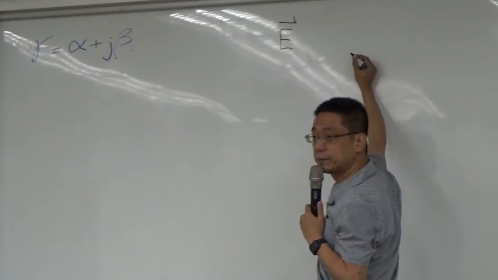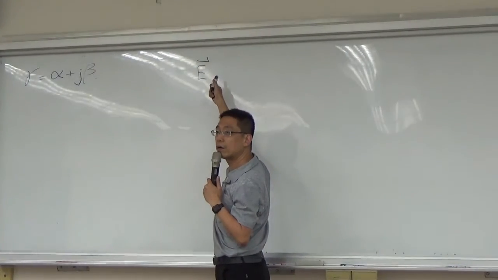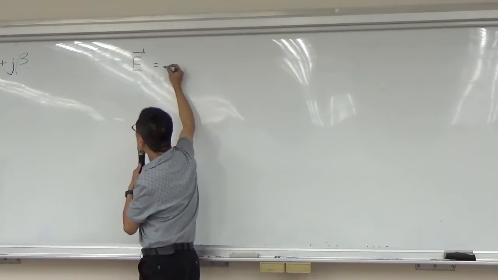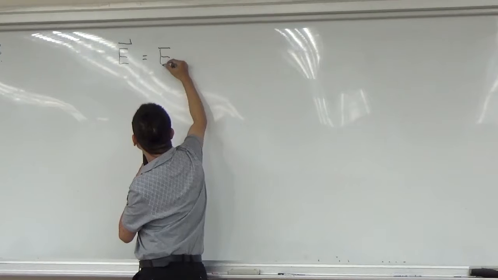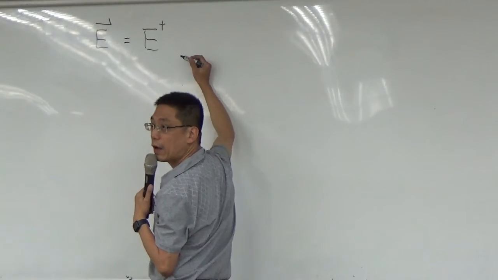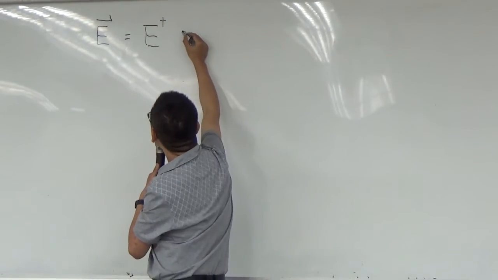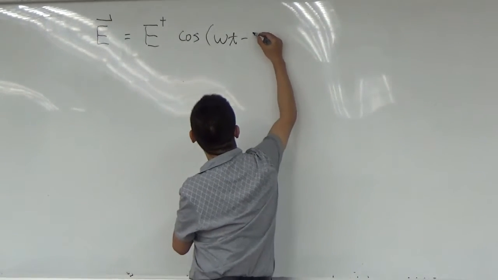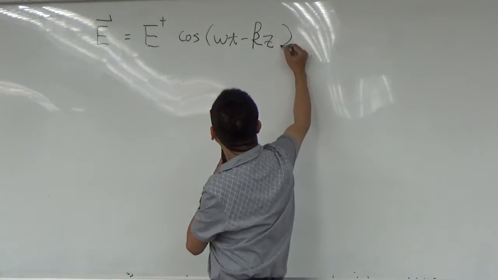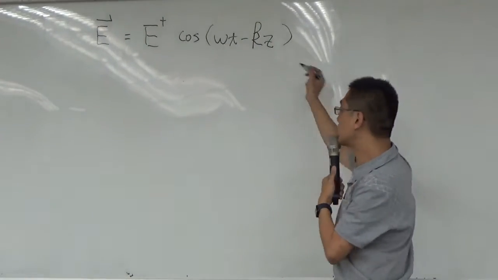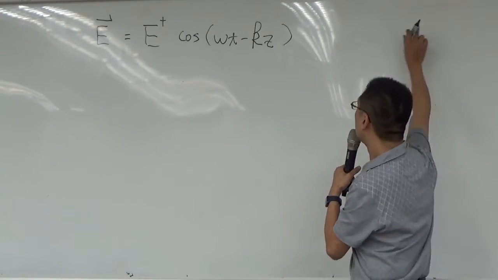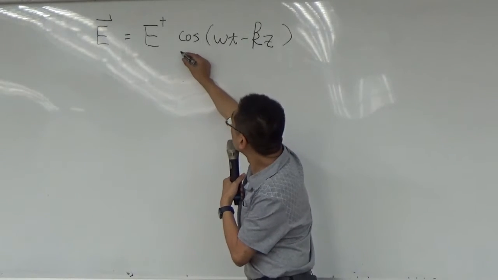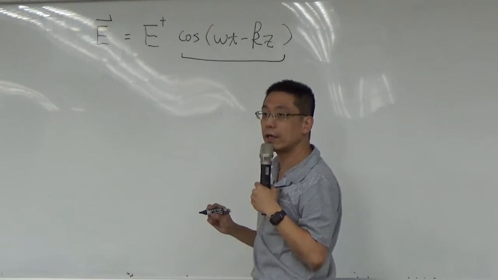Our E field. Okay, look at our original structural E field. E equals some amplitude times cosine omega t minus kz. Okay, we just look at the positive wave. We just neglect the other, it is a very similar thing. Okay, look at this one. I want you to look at this one.